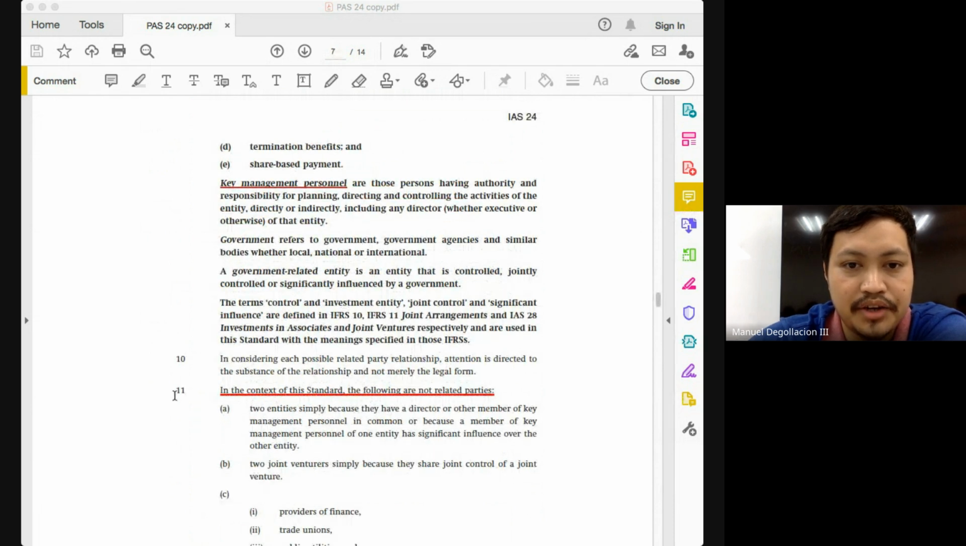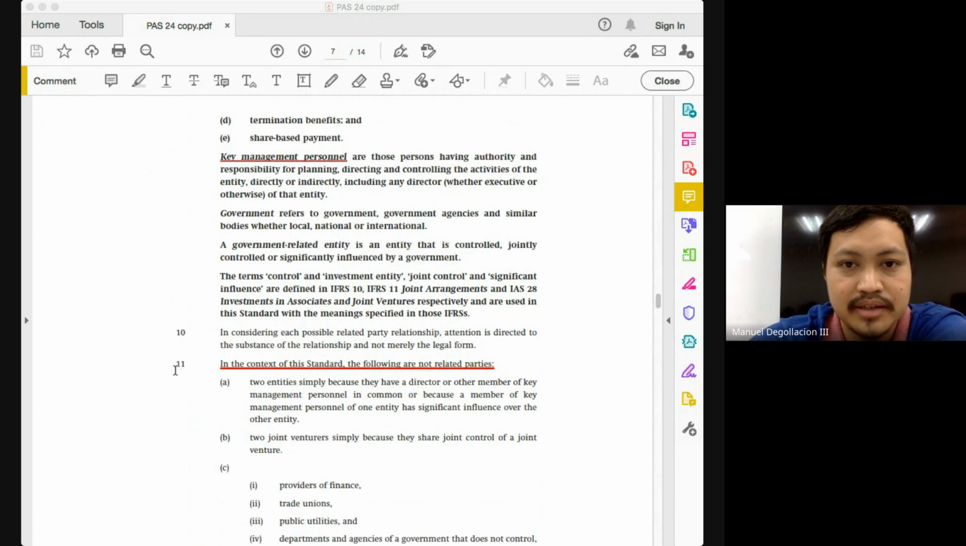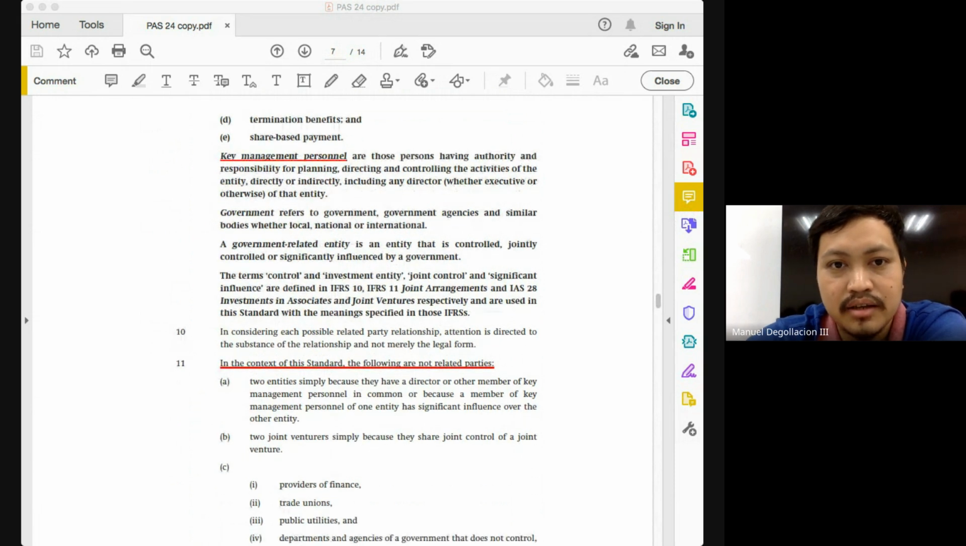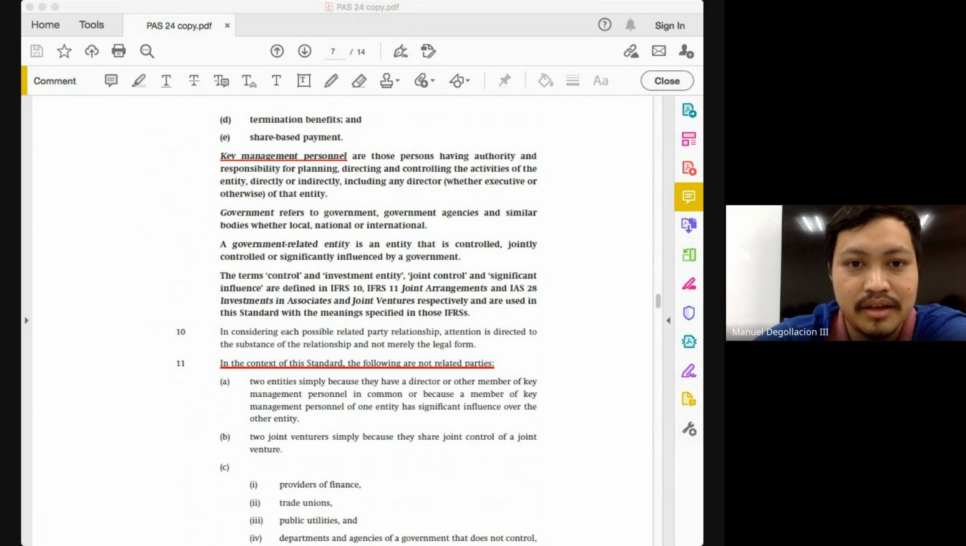Then lastly, the definition for your key management personnel, class. Key management personnel are those persons having authority and responsibility for planning, directing, and controlling the activities of the entity directly or indirectly, including any director of that entity. Okay, please take note of the definition for key management personnel.